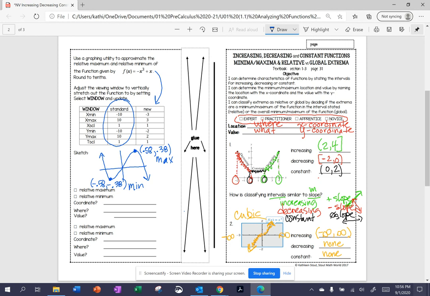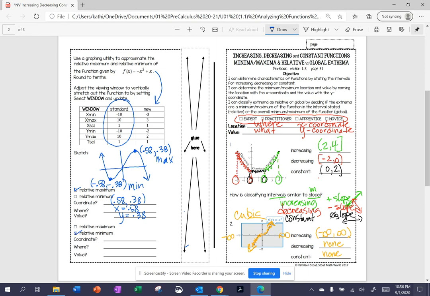So my maximum has the coordinate 0.58, 0.38. So where is it? It's at x equals 0.58. What is the maximum? Y equals 0.38.